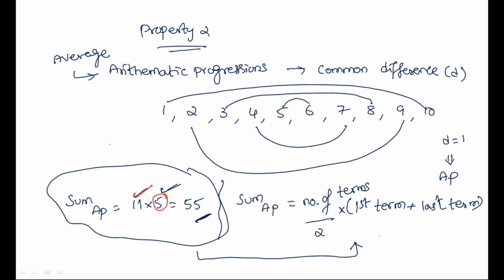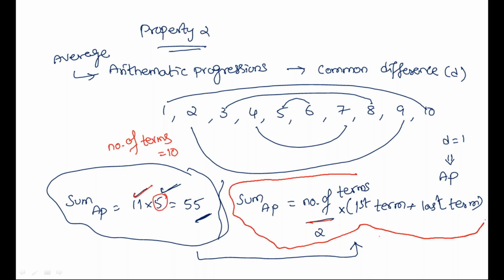How you got 5: the number of terms here is 10. You have 10 terms here, 10 numbers. Okay, 10 divided by 2 is 5. So it is number of terms divided by 2. So the generalized formula is: sum of terms in AP is number of terms divided by 2 into first term plus last term.